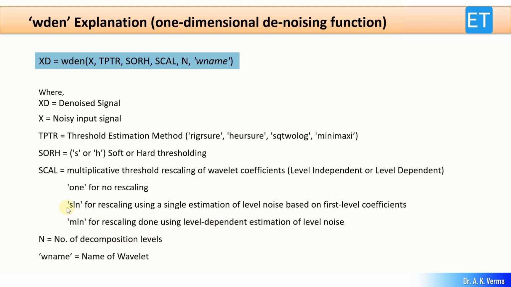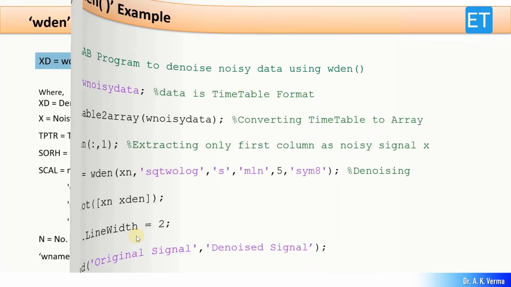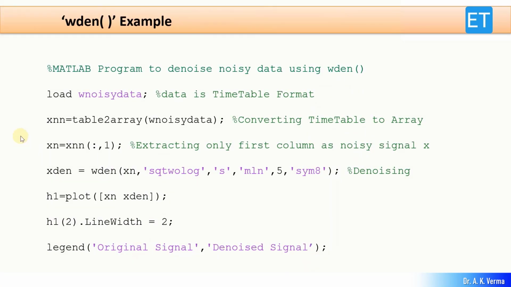That means for SLN, only a single lambda will be found for all labels, while if you choose MLN, then for each label a different lambda will be calculated. And N is the number of decomposition levels, and the W name is the name of the wavelet which will be used. So let's see one MATLAB example.